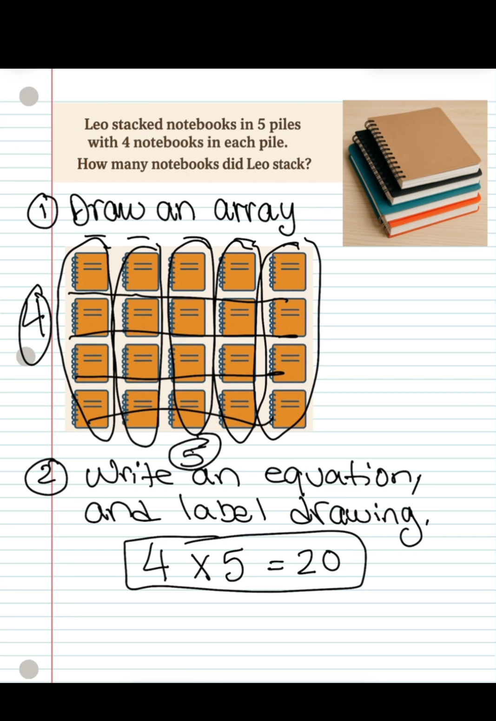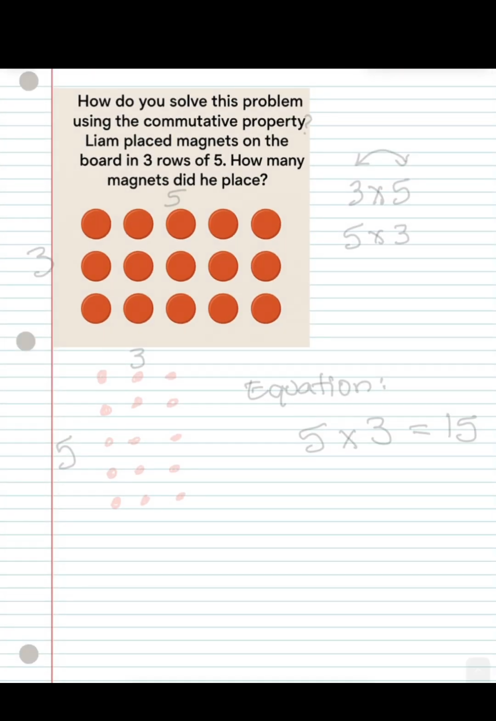Let's look at one more that talks about a concept that I discussed in the previous equations video, but we can see that in action here. How do you solve this problem using the commutative property? Liam placed magnets on the board in 3 rows of 5. How many magnets did he place? If you're going to solve this using the commutative property, remember the commutative property states that you can switch the order of the factors in a multiplication problem without changing the answer.